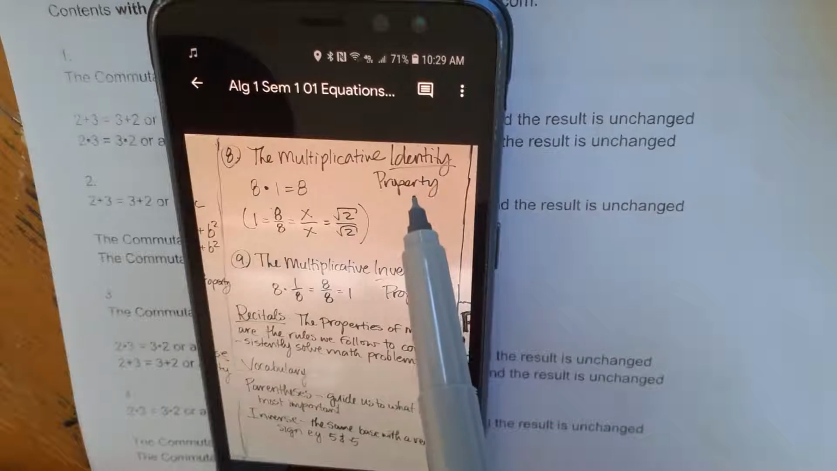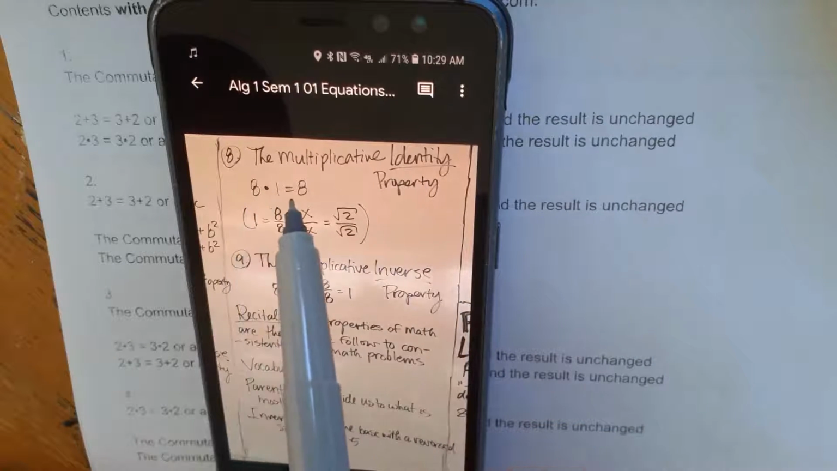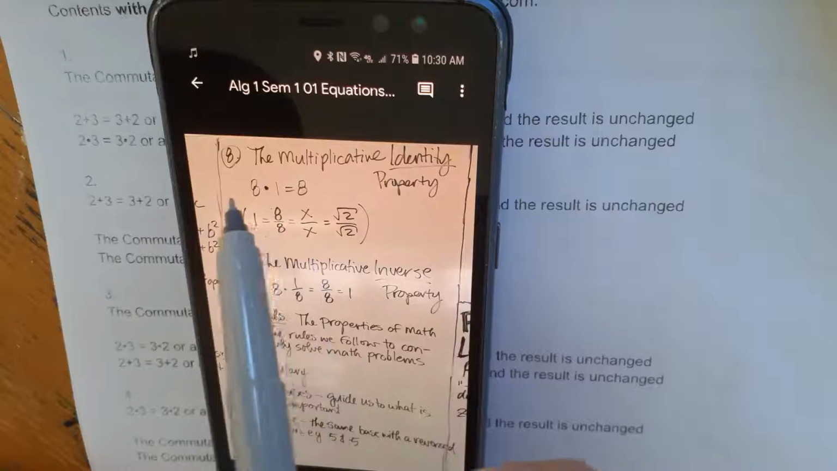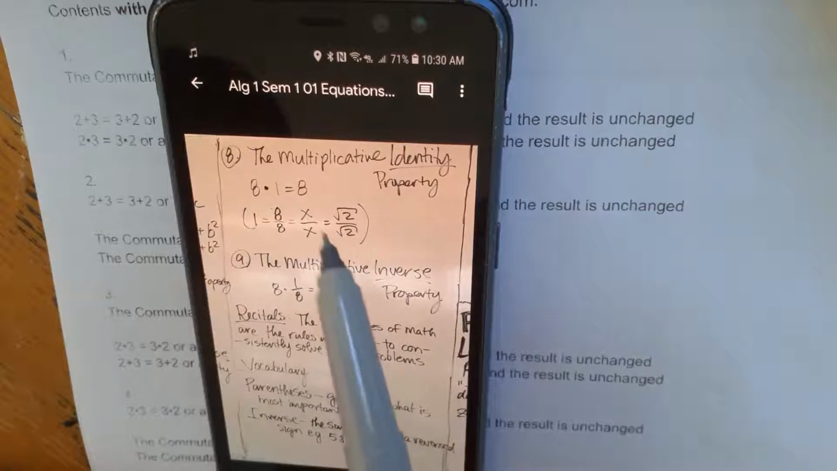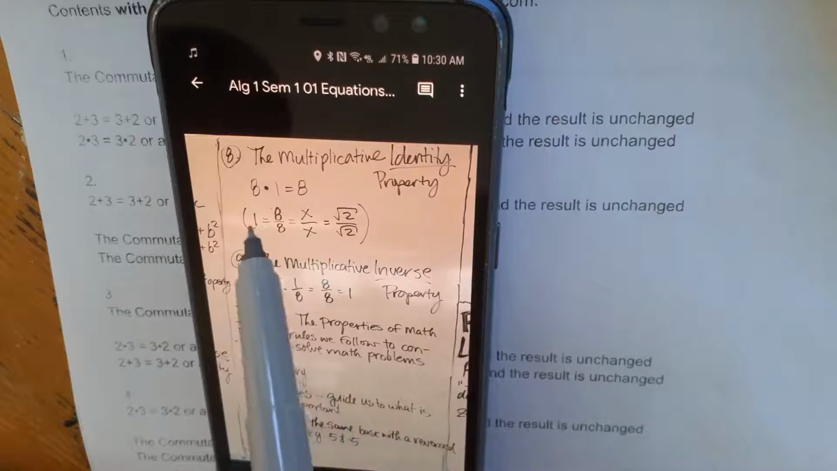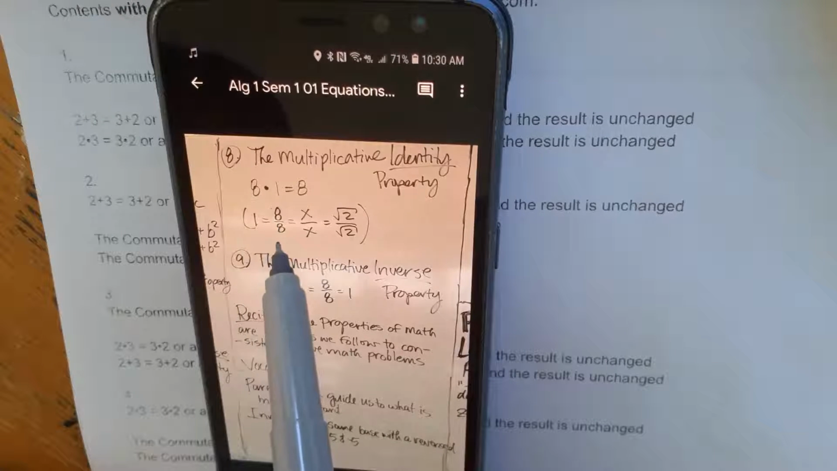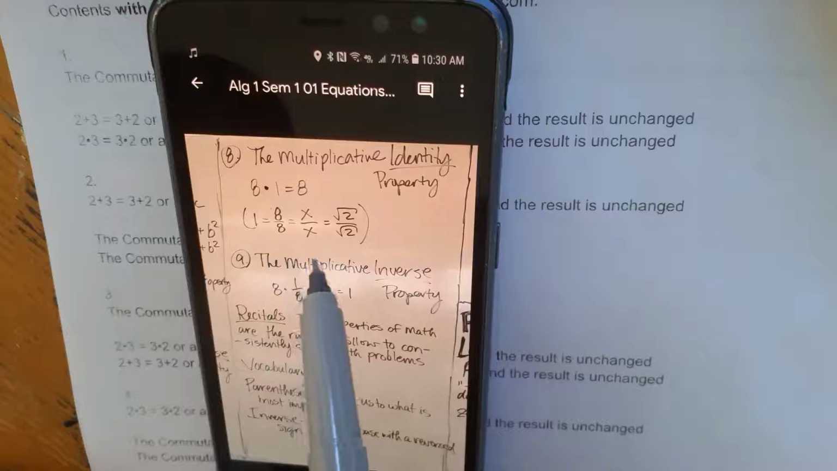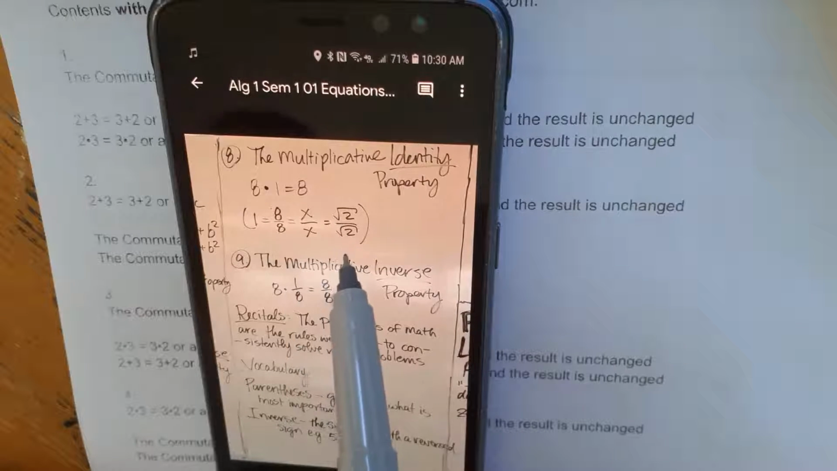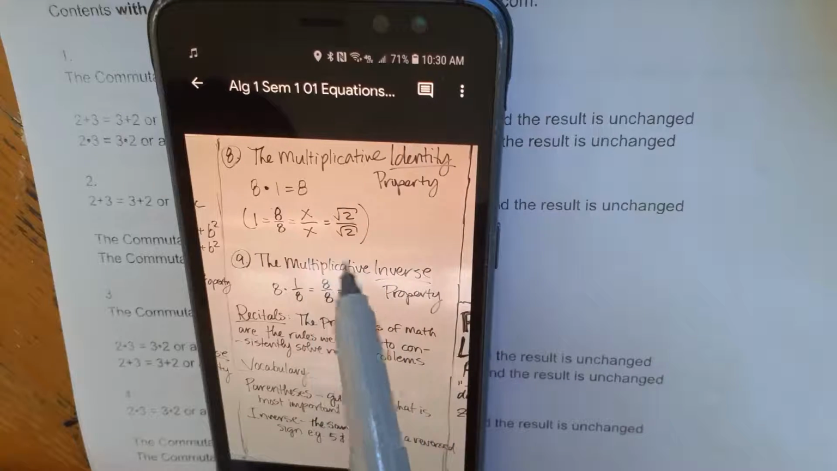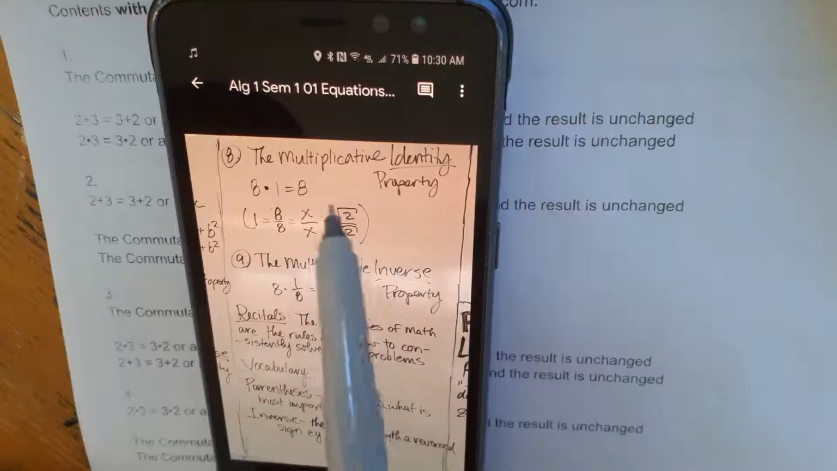The multiplicative identity property is when you multiply by 1 and you get its identity. 8 times 1 is 8. That's what we started with, and that's what we got. This applies in the case of multiplying by 1, which can also be a fraction. 8 over 8 is 1. X over x is 1. And radical 2 over radical 2 is 1. And this, of course, is referring to rationalizing the denominator, which we'll cover later.